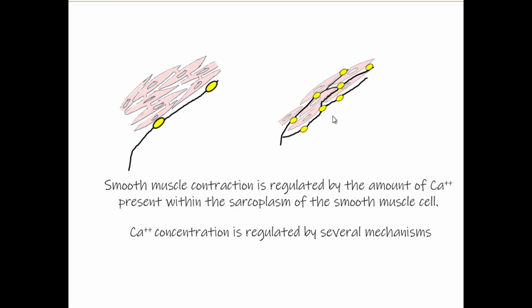So this is showing our single unit smooth muscle and our multi-unit smooth muscle. Now the actual contraction in the individual muscle cells will be regulated by the amount of calcium that's present in the sarcoplasm of the smooth muscle cells. That sarcoplasm term simply refers to the cytoplasm of these muscle cells. It's interesting that in smooth muscle, calcium concentration can be regulated by a variety of mechanisms.